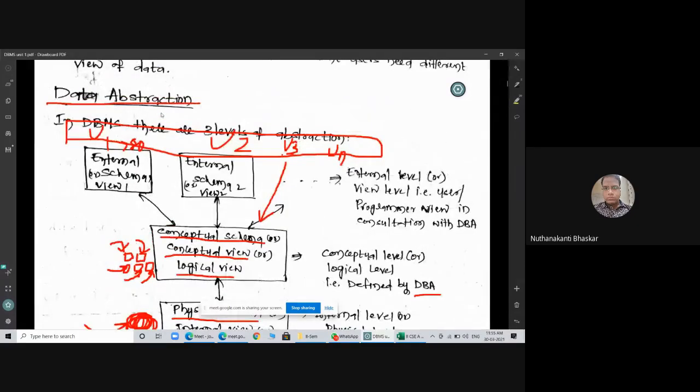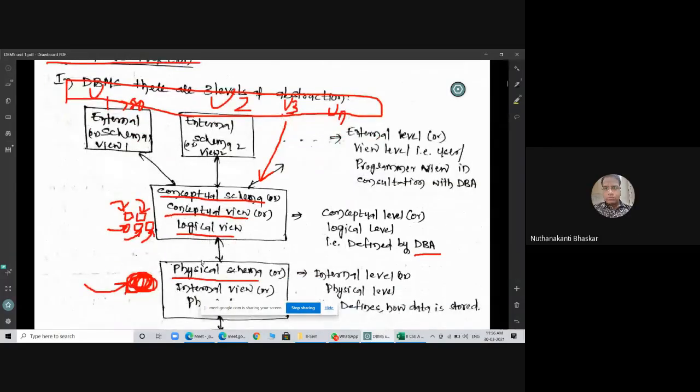Why is the schema more than one at the external level? Hello? Yes, sir. Is it audible? What I am telling, is it audible? Yes, sir. Is the information clear?